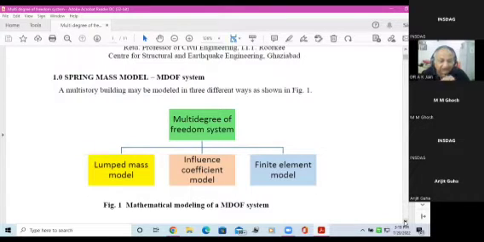Now, most of the time, we either use a lumped mass model, which is the simplest and gives you fairly reasonable results, and a little more advanced model called the influence coefficient model. The finite element model is also the most accurate, but it needs much more understanding of the finite element method, how to analyze it, how to model it, and what the other complications associated with it are. So the finite element model is used only for very specialized buildings like nuclear power plants, or some other structures, or maybe dams. But for most buildings, we use a lumped mass model or an influence coefficient model.